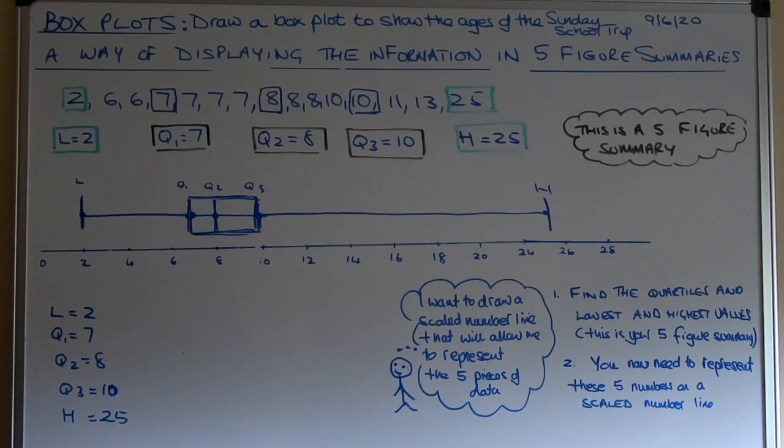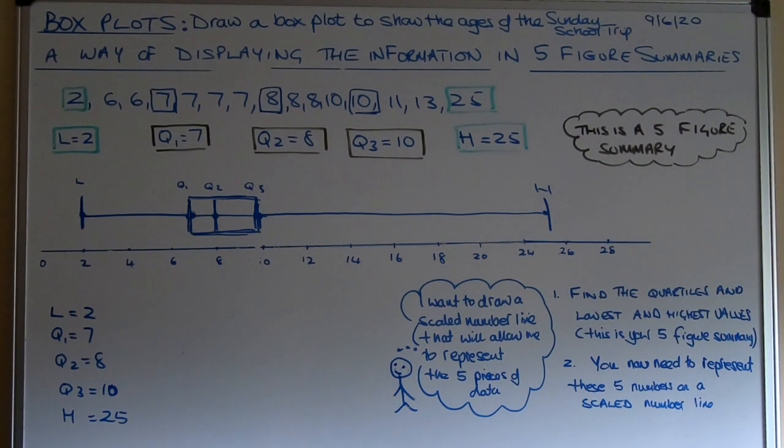Firstly, you would have to find the quartiles and the lowest and highest values. That's your 5-figure summary. Note them down here. And then you would need to represent these 5 numbers on a scale number line. So you choose a suitable number line. I had to represent 2, 7, 8, 10 and 25. Now a common mistake is just to draw a line and write these on it randomly. You can't do that. It's got to be a scaled number line.